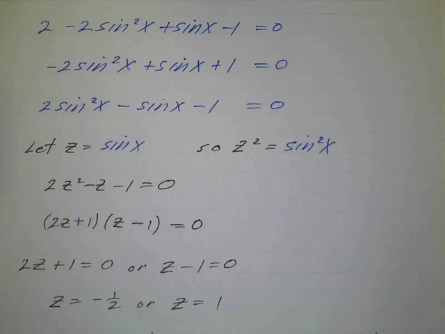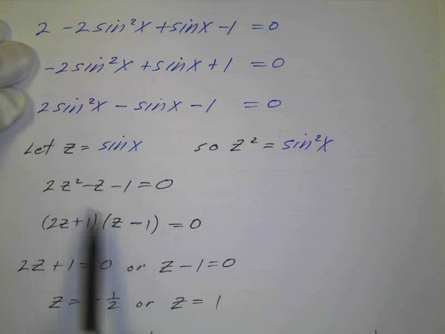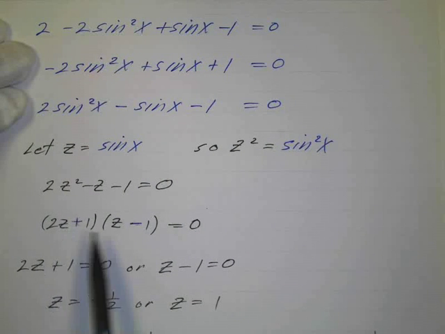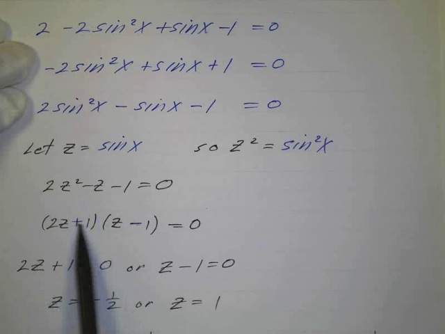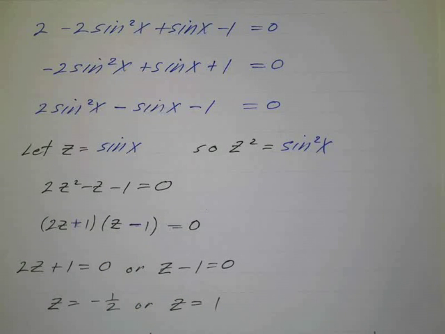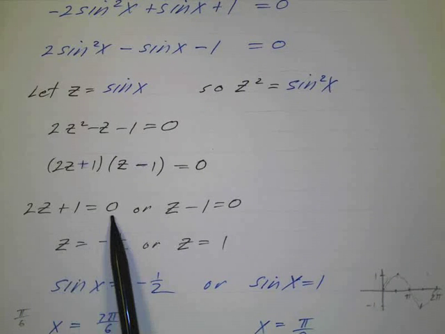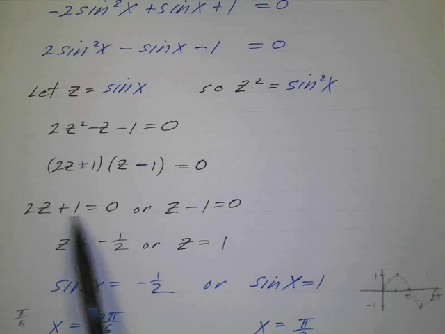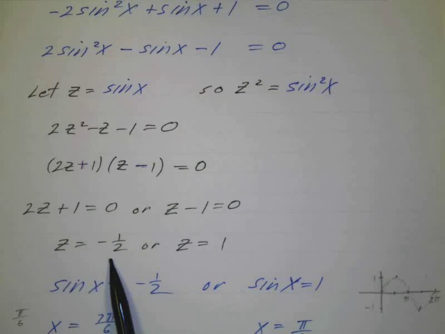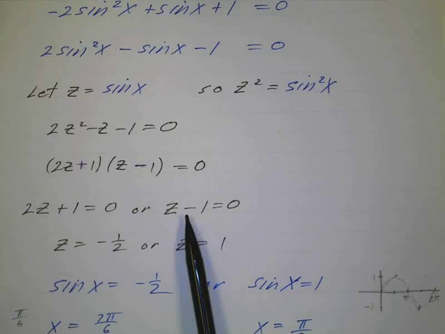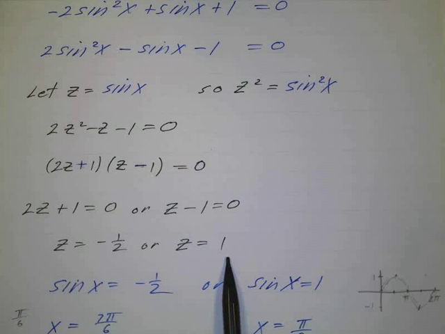And again, you always check it. So that's 2z squared. And this is negative 2z plus 1z is negative 1z, and negative 1, so that checks. Right? And then if I set each of these equal to 0, I've got 2z plus 1 equals 0. So that means that z, if I subtract 1 and divide by 2, z equals negative 1/2. If I add 1 to both sides, z equals 1.